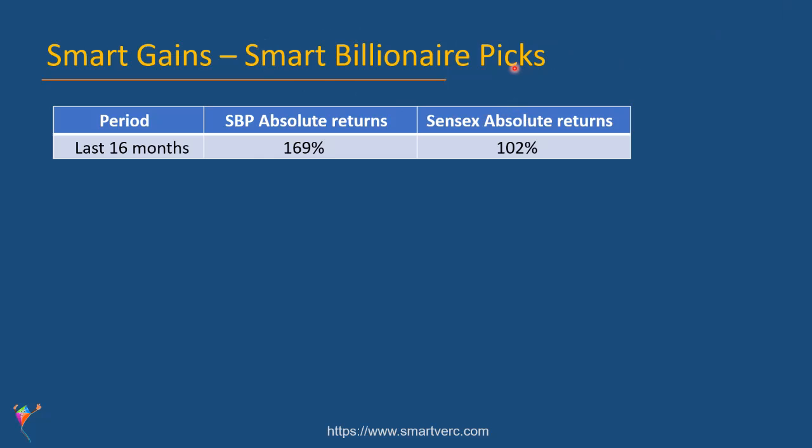So for the last 16 months, SBP absolute returns are 169% against Sensex absolute returns of 102%. You must be remembering that on 23rd of March, I think, Sensex was at about 26,000, and today it is 52,300. So that is why it is 102%.